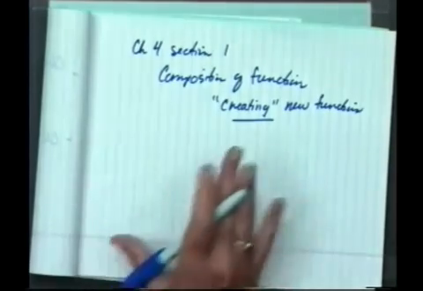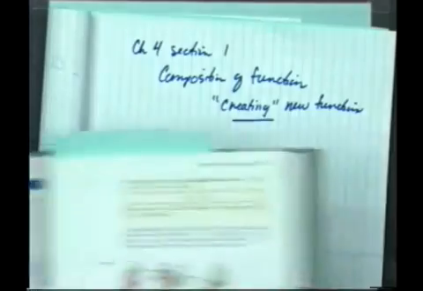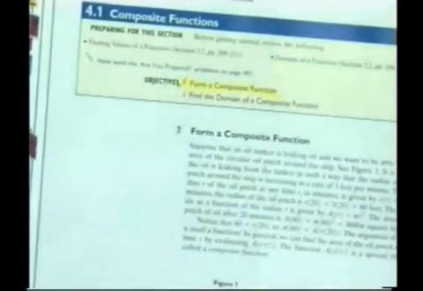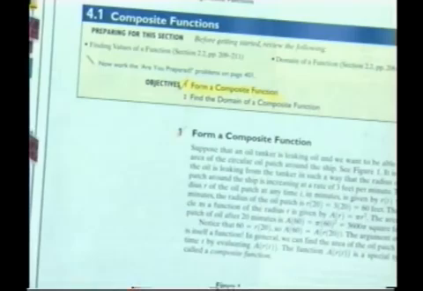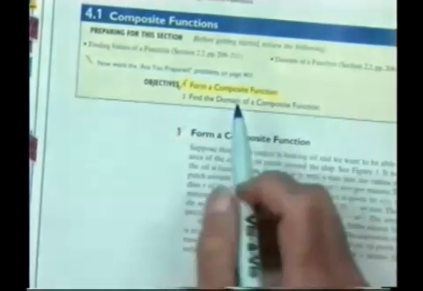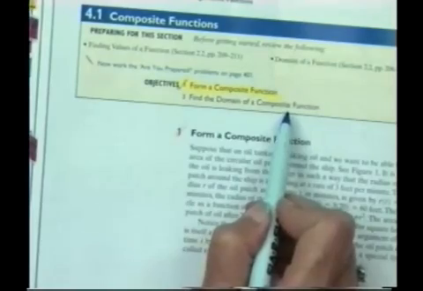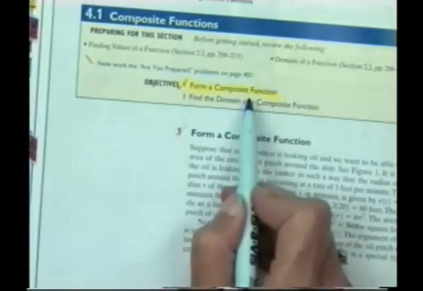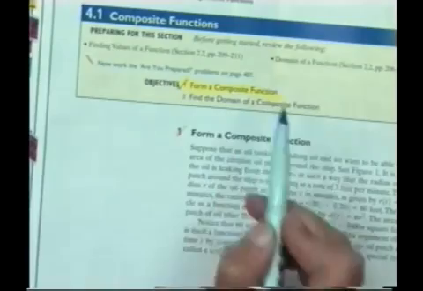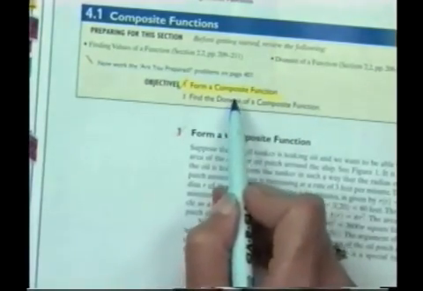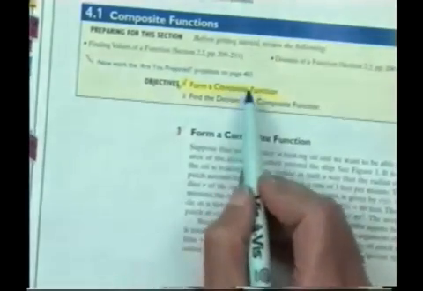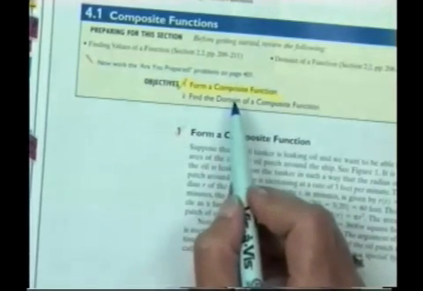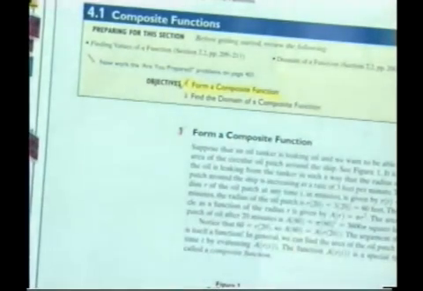All right, and I also claim that in this section we're only looking at objective number 1. If you're on page 396, there are 2 objectives listed in the book, but we're not going to worry about the domain of the composition of functions. We're only going to worry about forming a composition of functions. We're going to be using that when we talk about inverse functions in the next section. And also, once you start taking derivatives in calculus, your general power rule can be explained using a composition of functions.